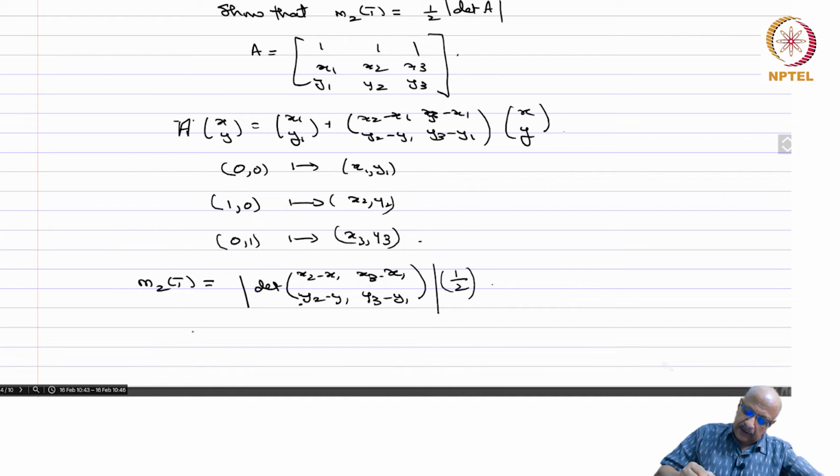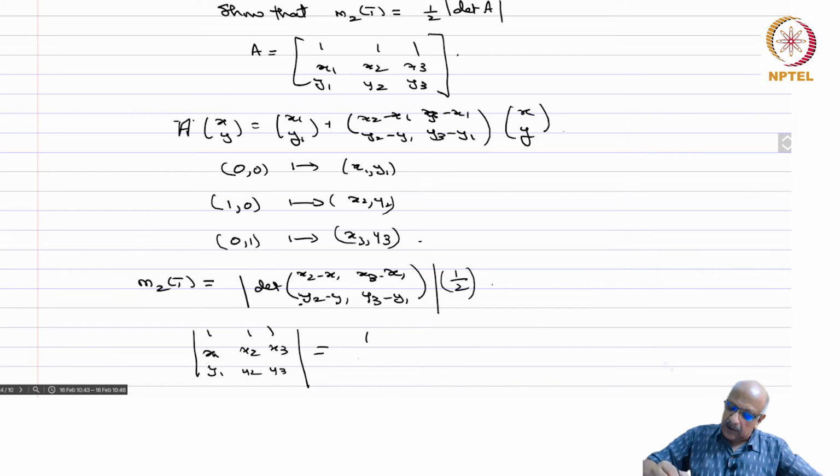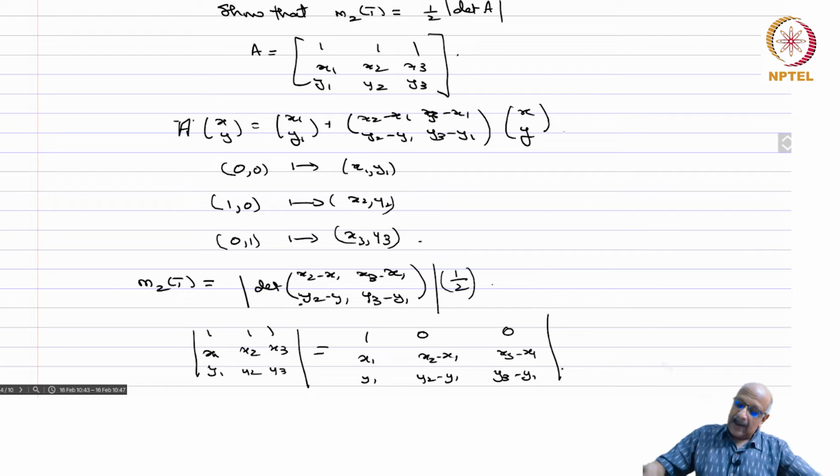And therefore, what is this? Now if you look at the determinant of the matrix with rows 1 1 1, x1 x2 x3, y1 y2 y3, this is nothing but the determinant with rows (1, x1, y1), (0, x2 minus x1, y2 minus y1), (0, x3 minus x1, y3 minus y1), and hence the result. So this proves this.